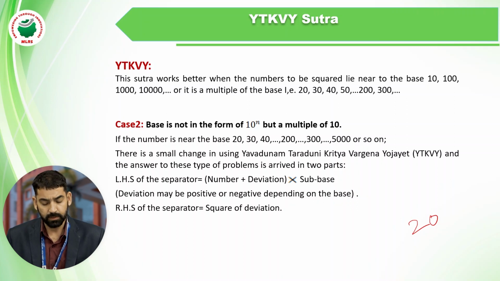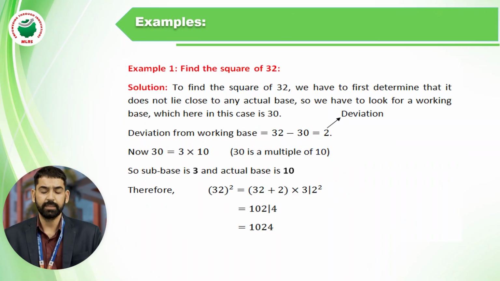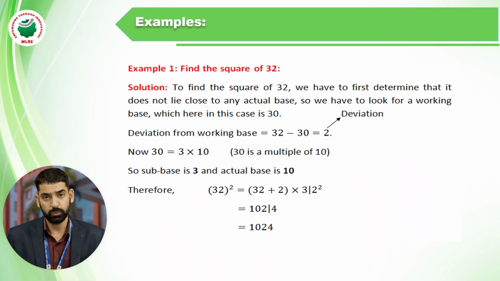In this case, we can take the LHS of the separator equals number plus deviation into sub-base. We will discuss in the examples how to form the sub-base, what an actual base is and a working base, and the right hand side of the separator equals the square of the deviation. So to make it more specific, let's move on to the example. Here is the first example: find the square of 32.